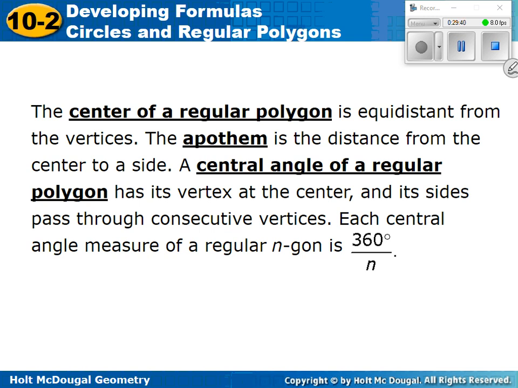1/2 base times height. Okay, so if I didn't know this formula, what do I know in terms of base or height here from my picture? The base. What's the base? 4. Do I know the height? No, I would have to draw it in.